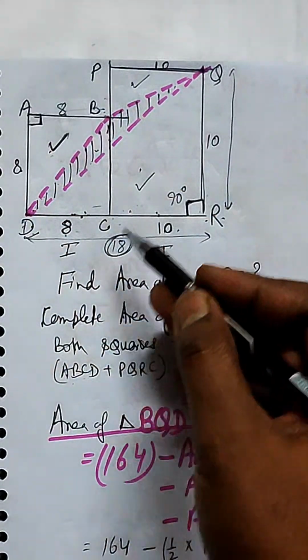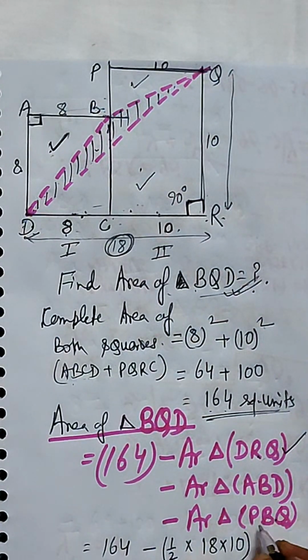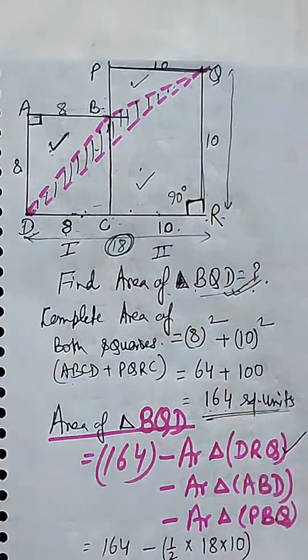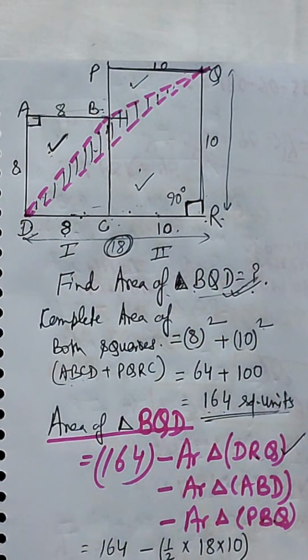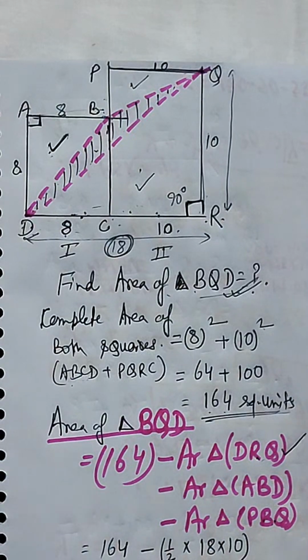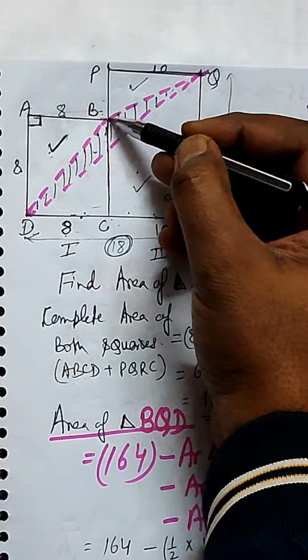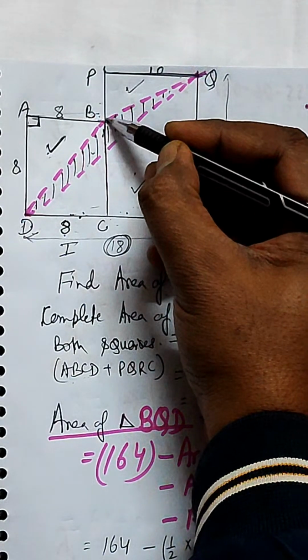Now, what is the area of triangle PBQ, the third one? That also needs to be subtracted from the complete area. So area of triangle PBQ, use the same formula, half into base into height. What is the base? Oh my God, we do not know the base over here. How will we find it?